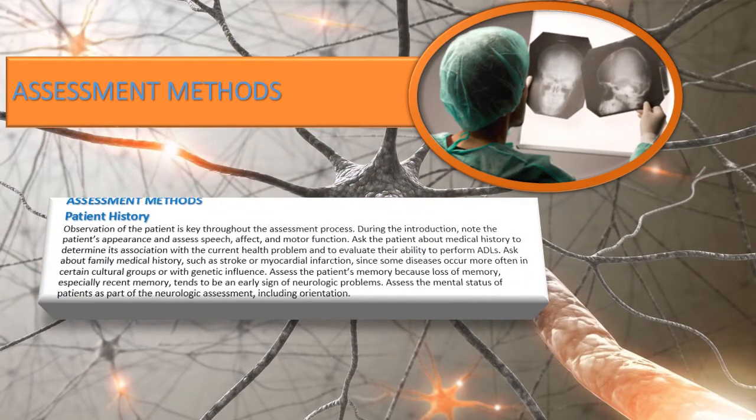When assessing a patient, you want to begin with a patient history and you want to observe the patient throughout the assessment process. You want to note the patient's appearance and you want to assess their speech, their affect, and their motor function. As far as history taking, you want to ask them about medical history, including a family history of stroke or any neurological problems. Any problems with ADLs need to be evaluated. You want to ask about any diseases that may have a genetic influence or cultural predisposition.